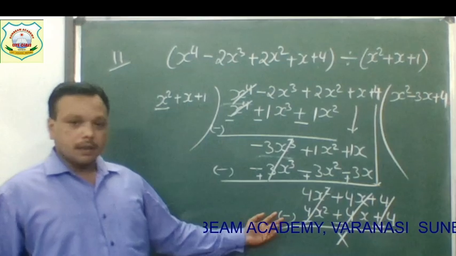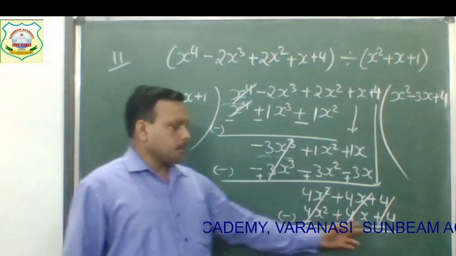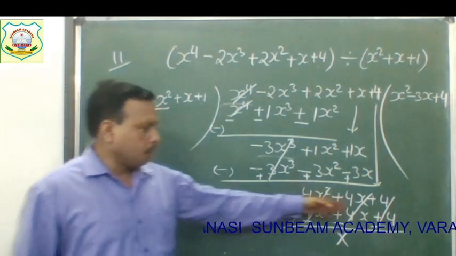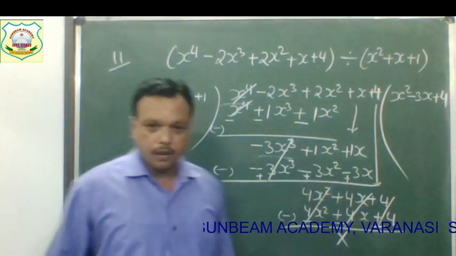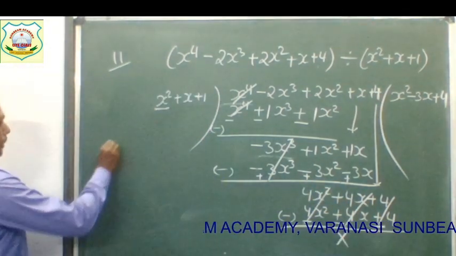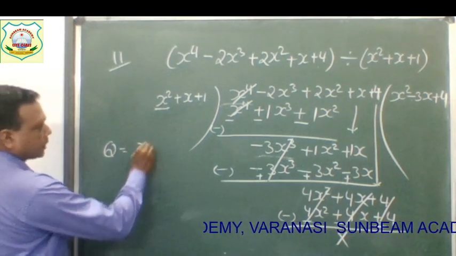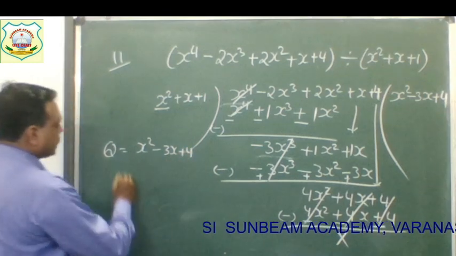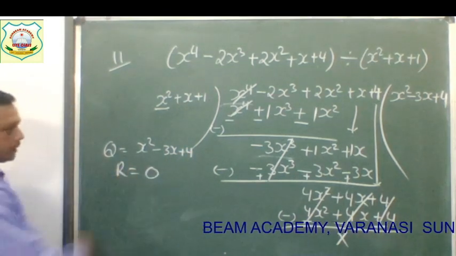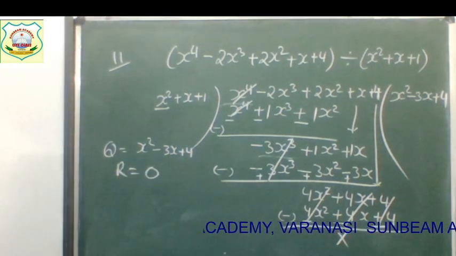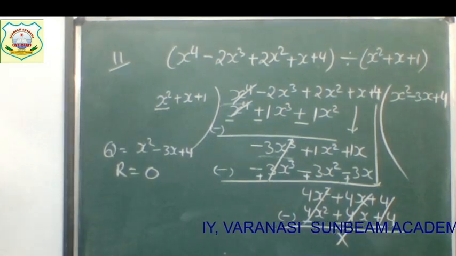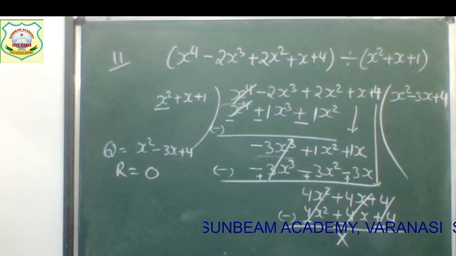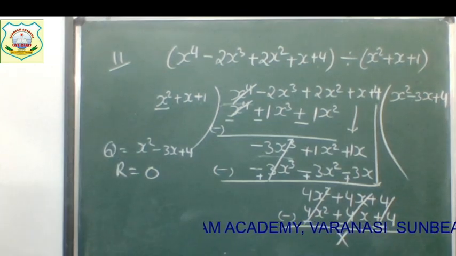And all the minus, so minus, minus, it will cancel, all cancel, because all the similar values with different sign. Clear, student? So the quotient is x square minus 3x plus 4 and the remainder is 0. Now student, note it down everyone. Question number 12 you have to do yourself.